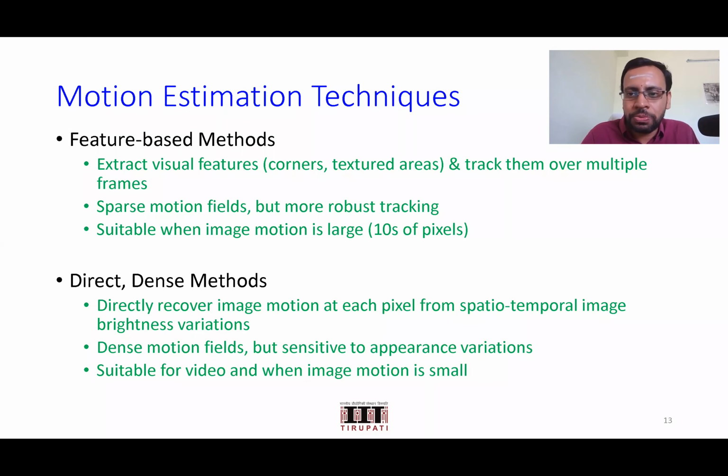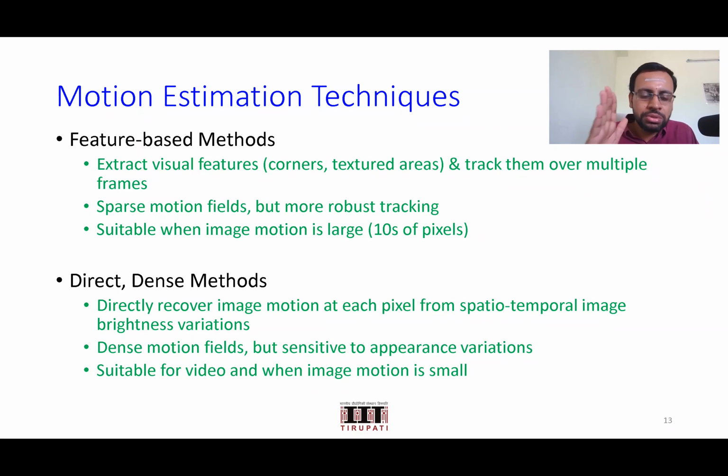So if the displacements from one frame to the other are not so high, on the order of very few pixels, maybe 2-3 pixels or so, that's when you go for direct dense methods. By this time we have discussed enough about this first category of methods, since you have already seen extracting the feature points, describing the feature points, computing the transformation, and then further fine tuning the transformation based on methods like RANSAC. That whole pipeline you are very familiar with by this time.